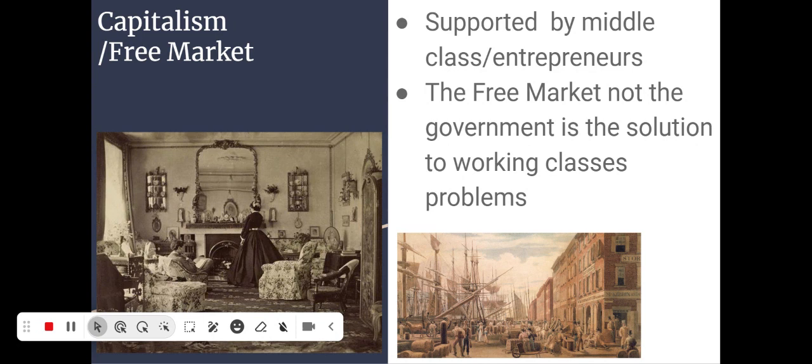So the argument of the free market, and remember, we're always coming back to the working class here and their issues of poverty and how they don't have any money and child labor. The middle class and the capitalists say, the solution is to start businesses. The market, not the government. So this system of the free market, not the government, is the solution to the problem of the working class. If they want to get out of the working class, they have to find a skill. They have to find a business, something that they can market, and that way they can get out of that working class situation.